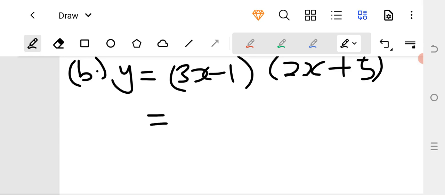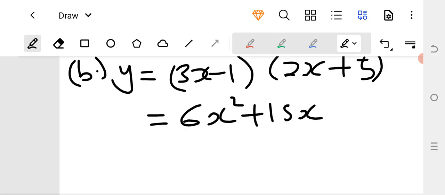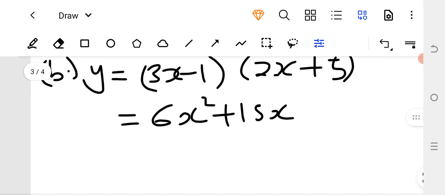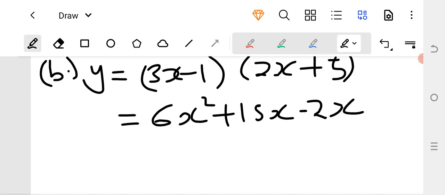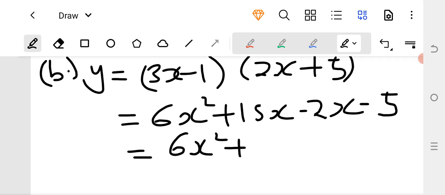So that is equal to 3x multiplied by 2x, which will be 6, the coefficient, then variable x squared, then 3x times 5, plus 15x, then minus 2x, negative 1 times 2x, then minus 5. So it's like we're just expanding. Okay, that is minus plus minus plus. That's why the final sign is a minus. You see why? Sorry, I forgot to simplify here.